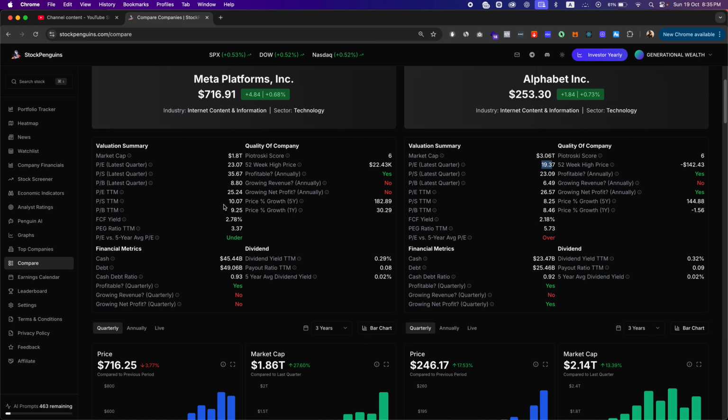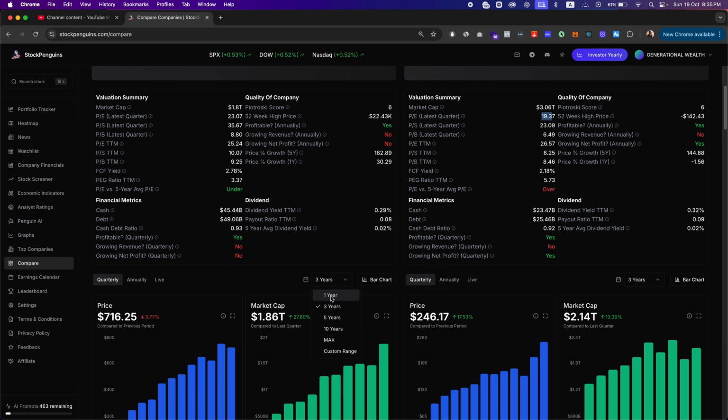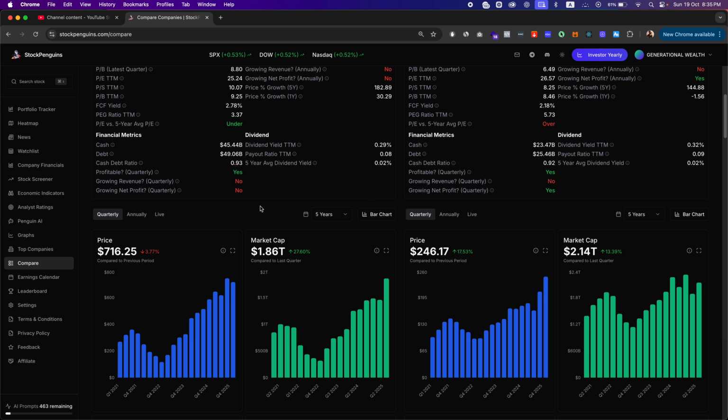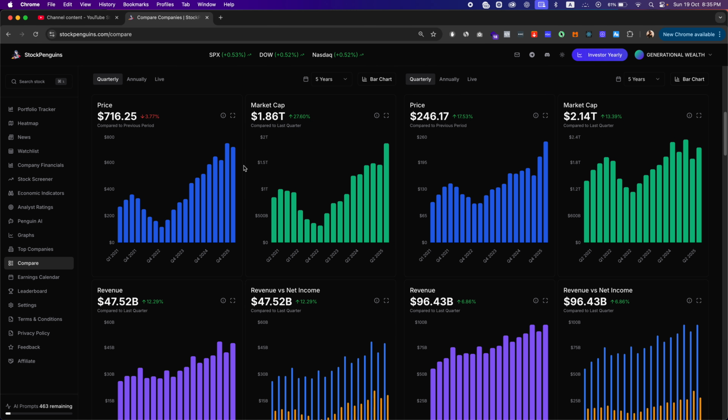Other things you want to look out for: profitable, growing revenue, etc. These companies are very big, so we're not very concerned about their future. But what you want to look at when you're doing comparative analysis, especially, is market size, how much you actually think that this company can grow, for example.